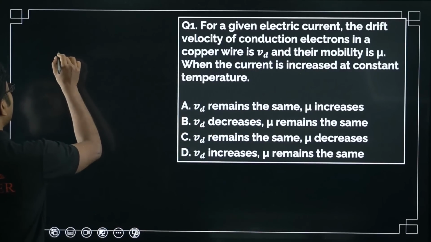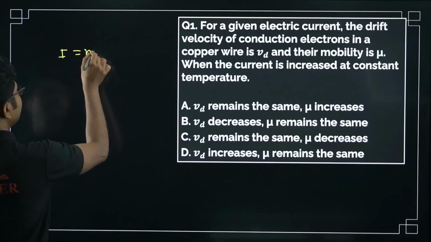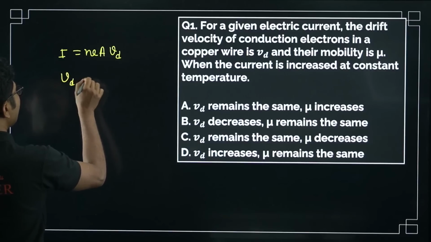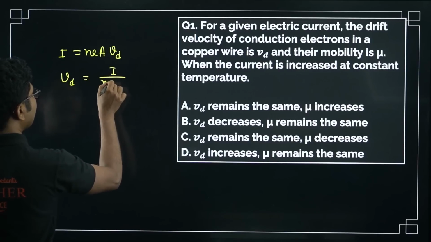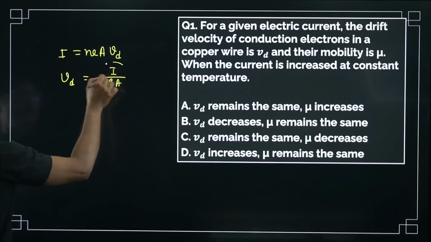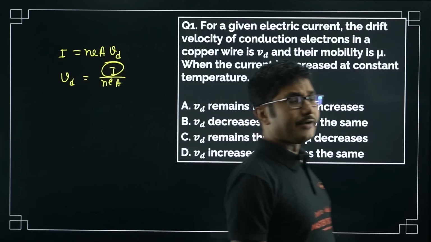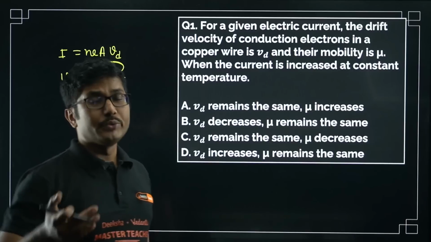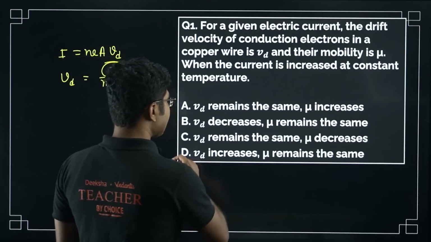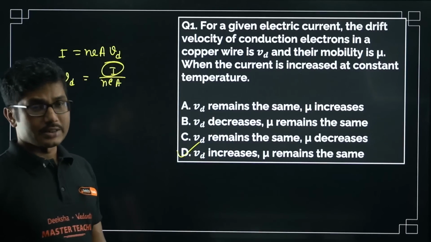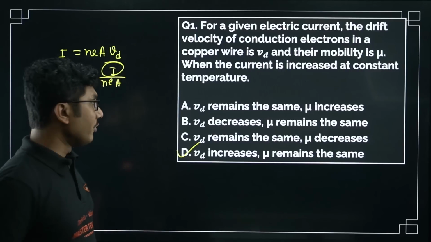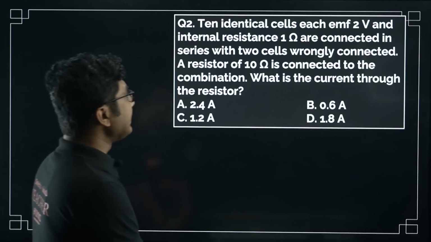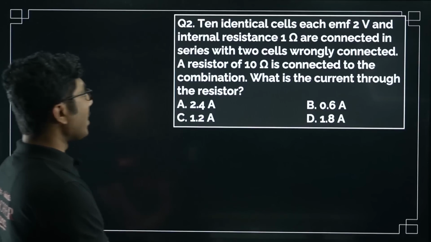What about Vd? We know that I equals nAe Vd. So Vd equals I by nAe. If you increase I, Vd will increase, directly proportional. Drift velocity and current are directly proportional. So Vd increases, but mu remains the same. Option D is the correct answer for this question. So be careful.